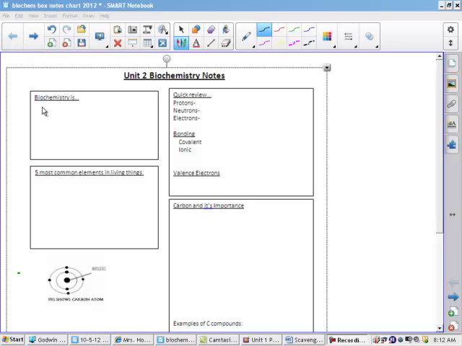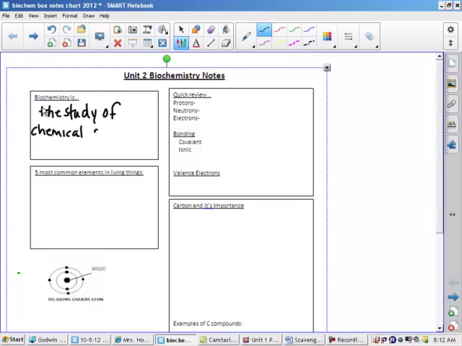So our definition that we're going to write for biochemistry is, we always start with the study of, and then we're going to say chemical substances in living things. Okay, and hopefully that would be easier to remember, right? Bio means life. So again, we're talking about the chemistry of life.